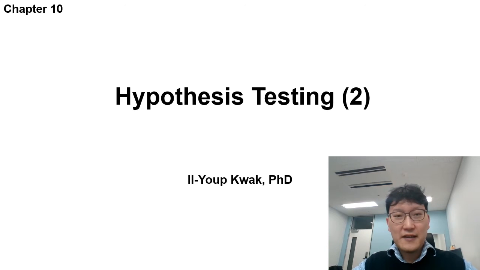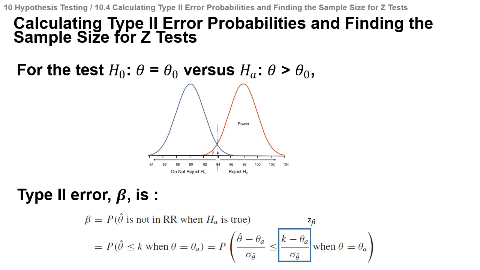Okay, hello everyone. Let's move on to hypothesis testing part 2. Section 10.4 is calculating type 2 error probabilities and finding the sample size for a z-test. We hope that our test has enough power. We hope that our test has a small type 2 error rate.